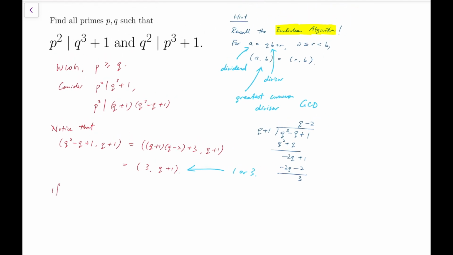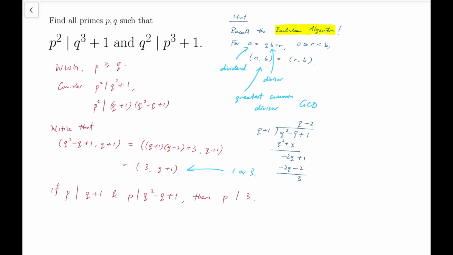So if p divides both q plus 1 and q squared minus q plus 1 as well, then surely p must divide its greatest common divisor, because the GCD can be worked backwards and rewritten as a linear combination of the two numbers. So that means p divides 3. Well, if a prime divides 3, then surely we know that p equals 3.